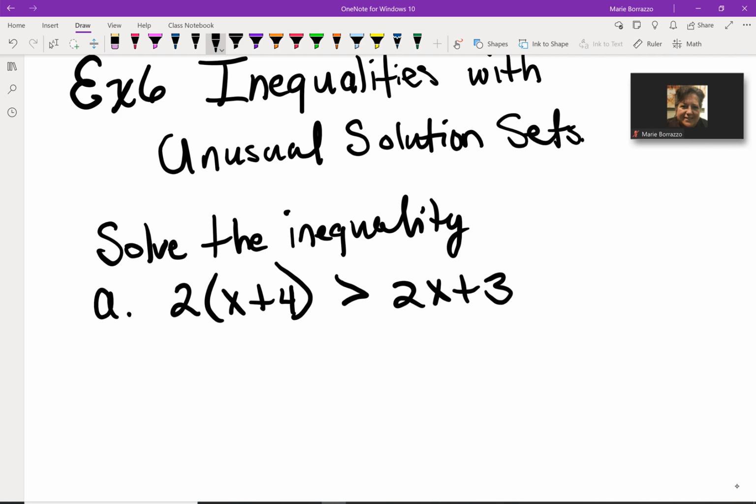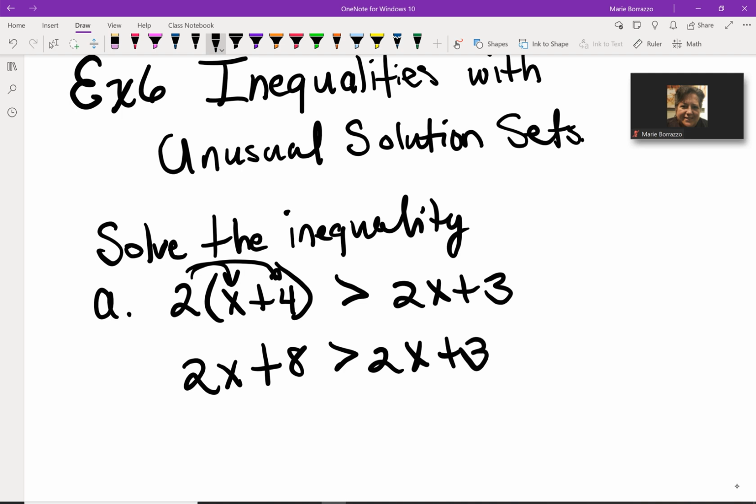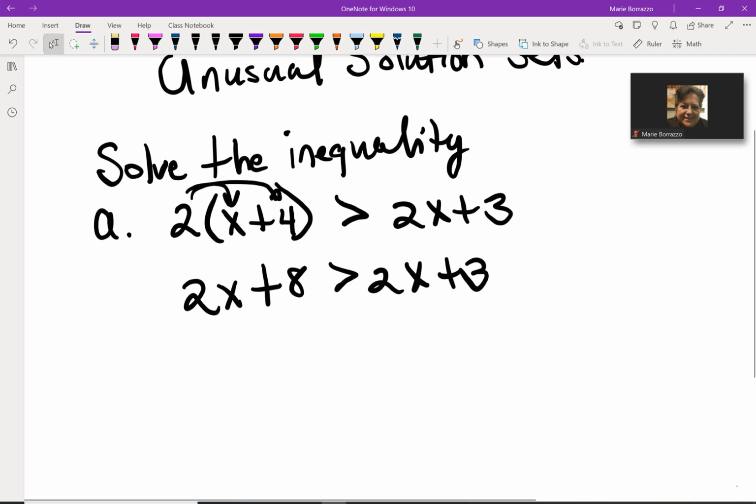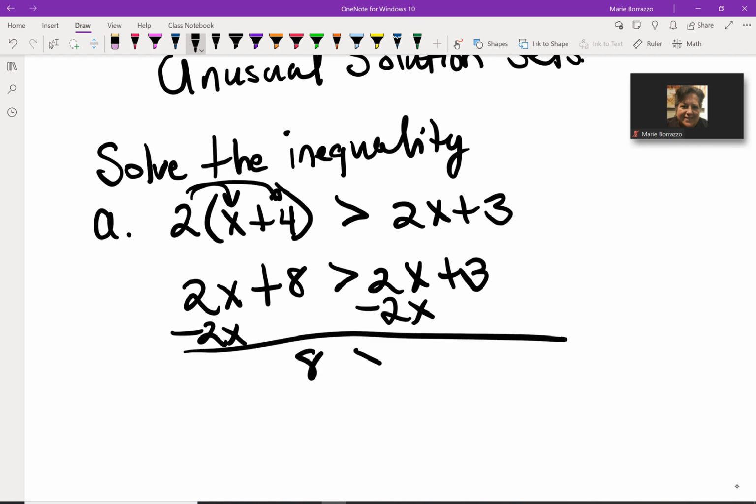So let's go ahead and solve for this one. Step 1 is obviously distribute the 2. So you end up with 2x + 8 > 2x + 3. Always remember, when you're working with inequalities, if you multiply or divide by a negative number, reverse the inequality. Just a reminder. Do you notice here that when I subtract the 2x on both sides, I end up with 8 > 3? That's not untrue. And so this is true. Because this is true, this is all real numbers when we look at the solution set.